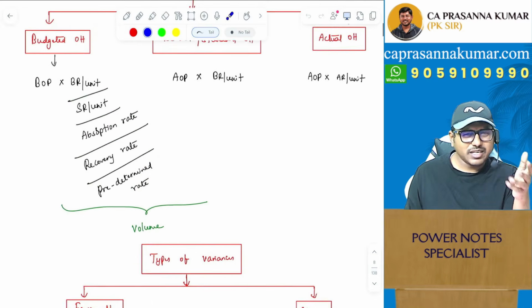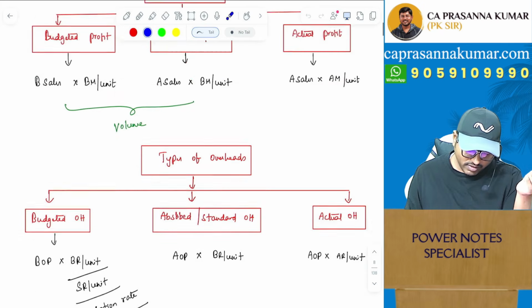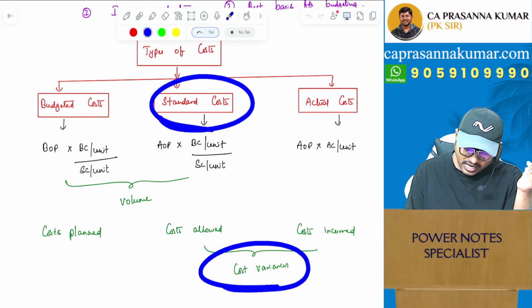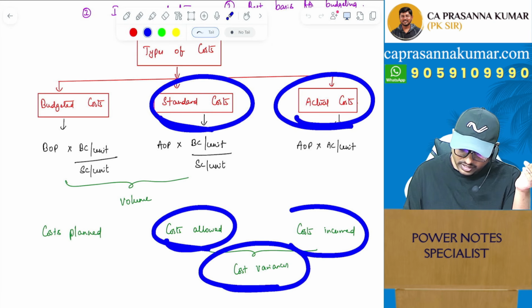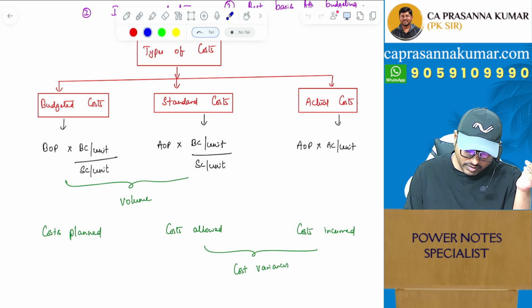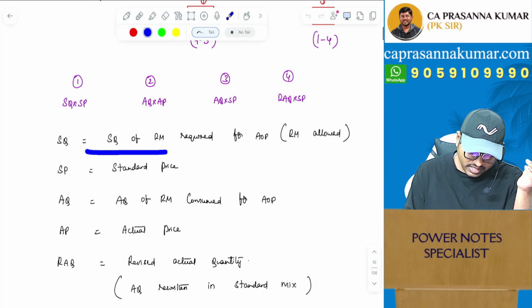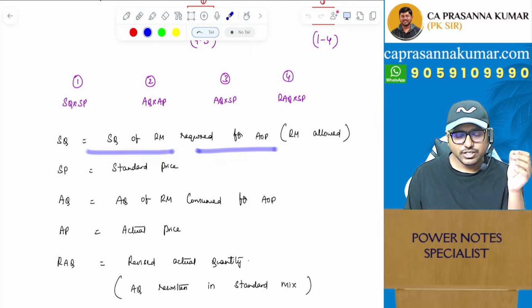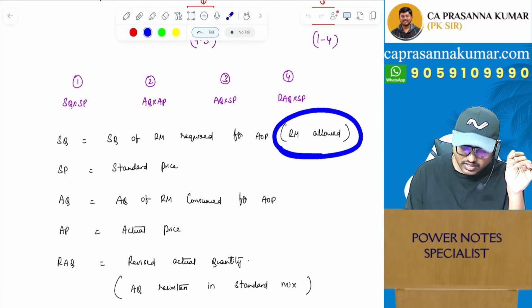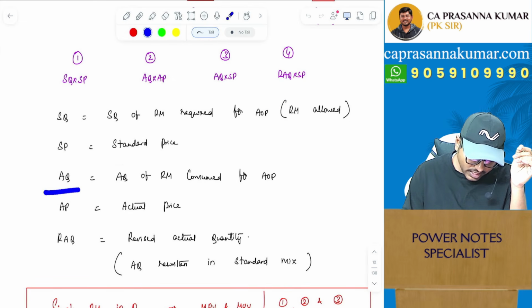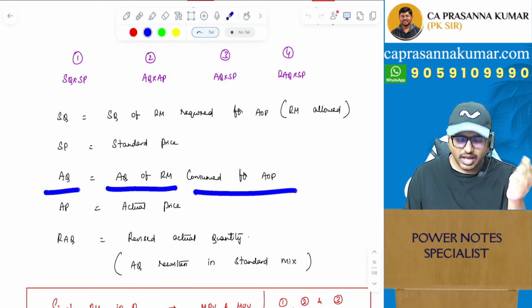I can keep on explaining the logic, but we don't have time. You remember this? Cost variance is the difference between standard cost and actual cost, that is, cost allowed and cost incurred. That's why we multiply that with actual output. Clear? As you can see here, SQ is nothing but standard quantity of raw material required for actual output. In other words, it is raw material allowed.